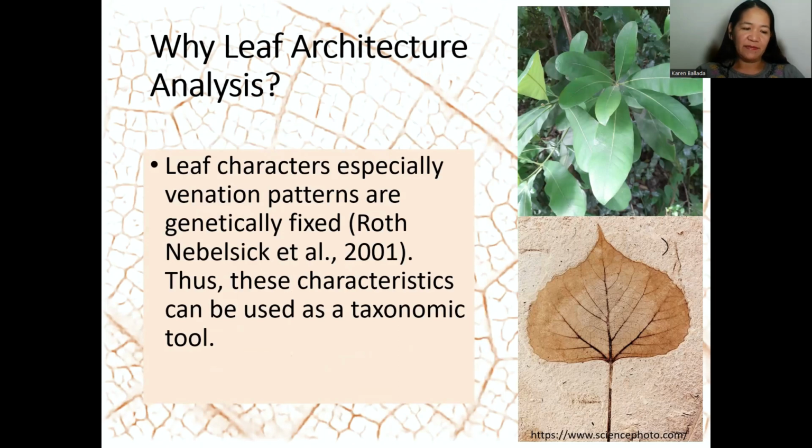Furthermore, leaf characters, especially venation patterns, are considered to be genetically fixed. In the study of Roth-Nebelsiek in 2001, he was able to show that indeed leaf characters are genetically fixed and that these characteristics can actually be used as a taxonomic tool.